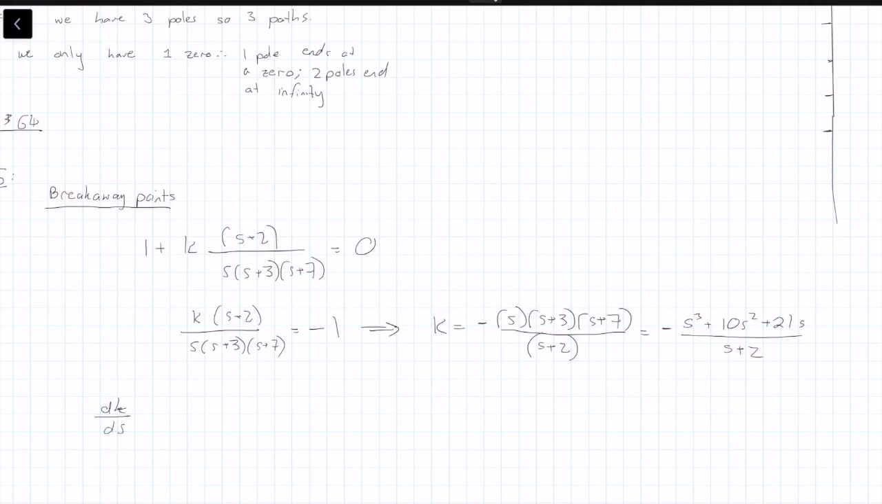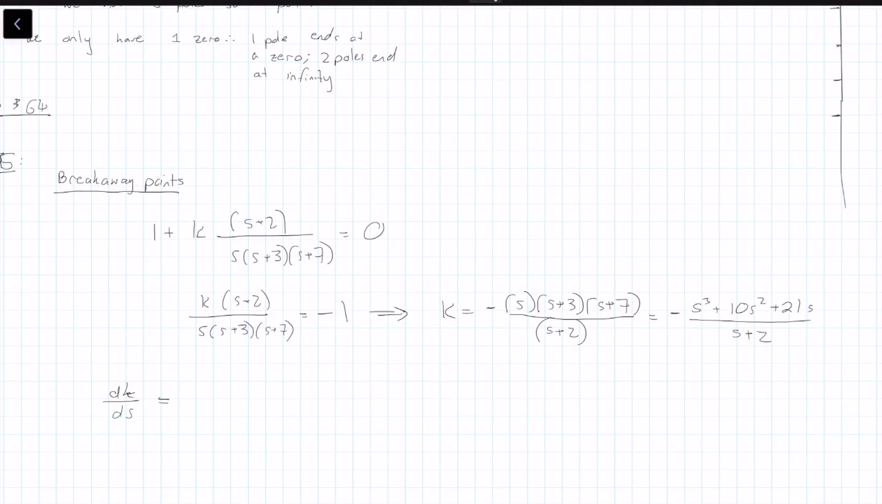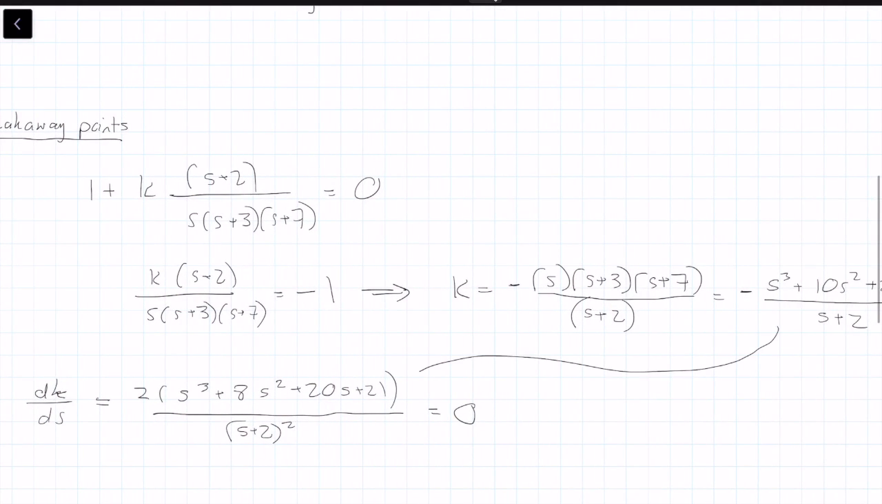At this point we set this equal to 0, so we only care about the magnitude. We don't care about that minus sign in the front, because we set it to 0. Then we have to calculate dk/ds using the quotient rule. I'm going to assume everyone knows the quotient rule, so dk/ds equals 2s cubed plus 8s squared plus 20s plus 21 divided by (s plus 2) all squared, and that's equal to 0. From here to there, we use the quotient rule for differentiation.